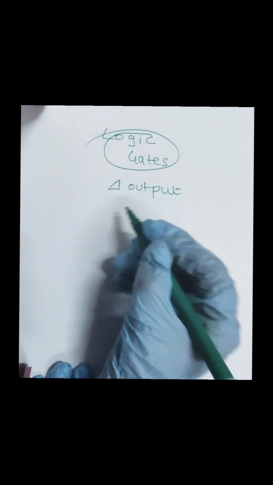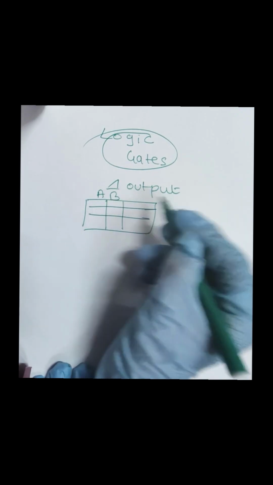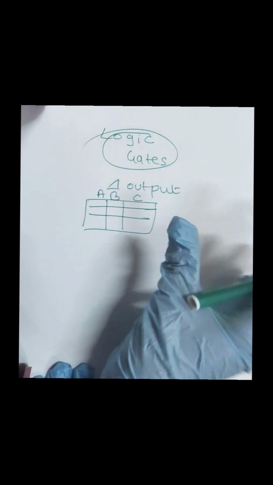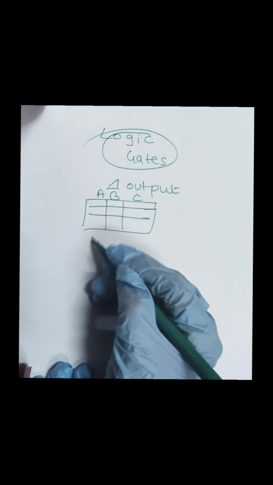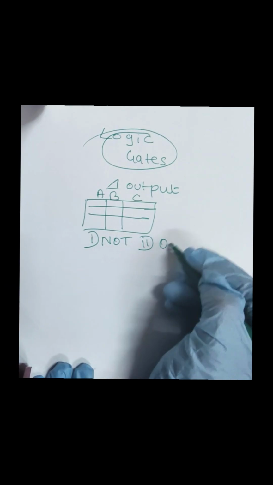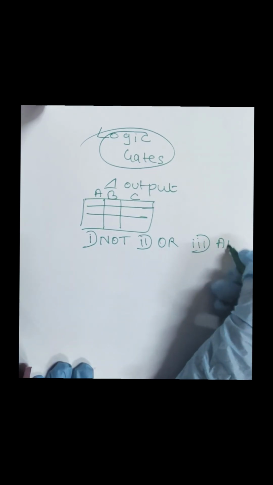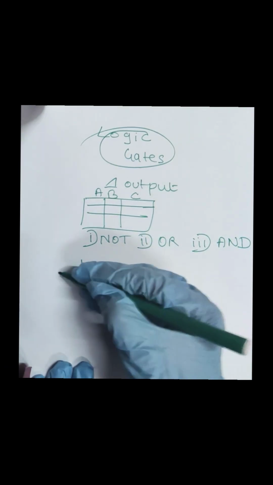There is something known as a truth table. A truth table is where you can fill in your inputs and predict your output. There are three basic logic gates. First is NOT, second is OR, third is AND.